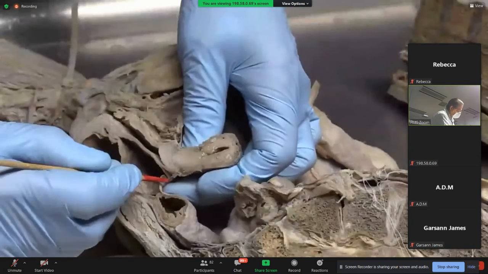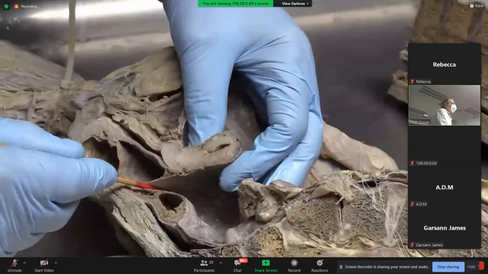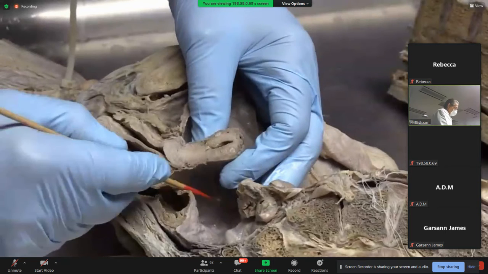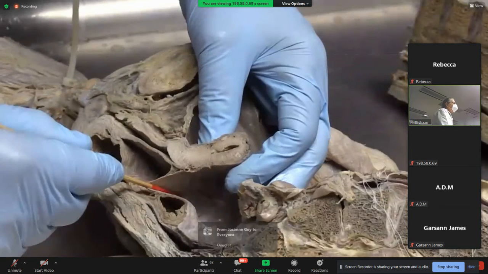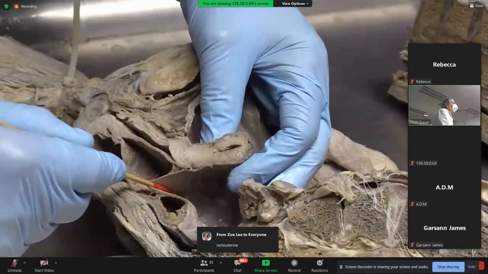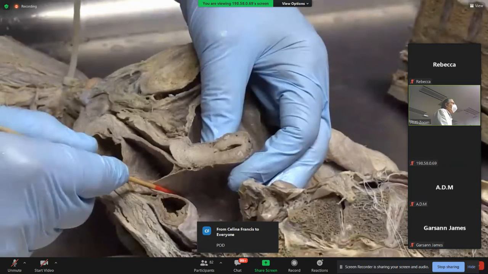Who can tell me the name of that pouch? That peritoneal pouch, you see the feet. What's the name of it? Pouch of Douglas. Very good. Everybody got the answer right.